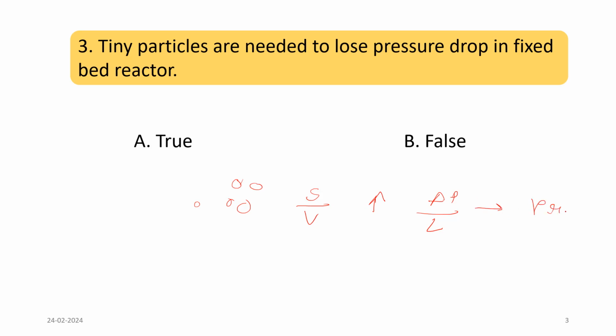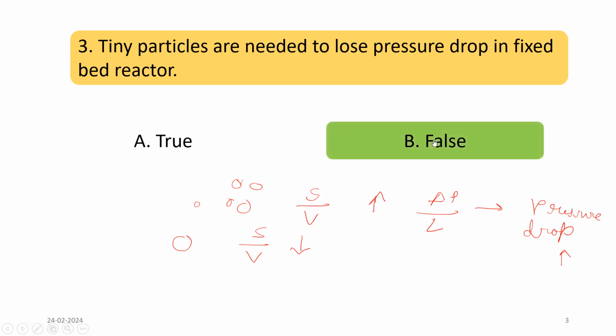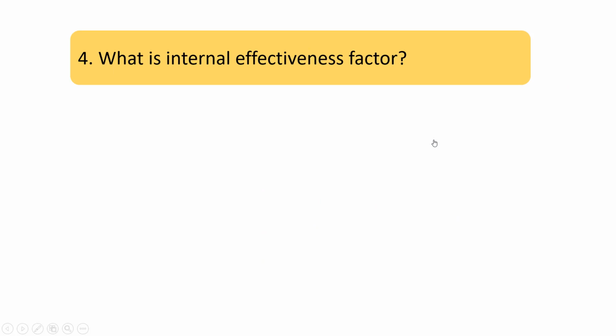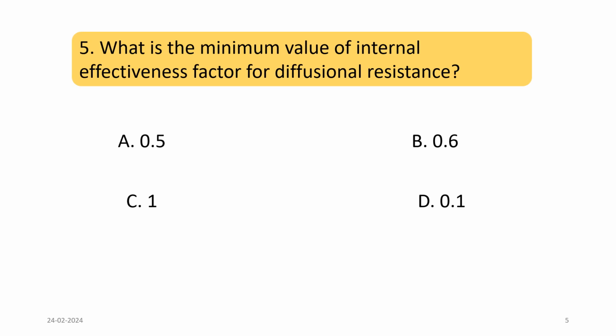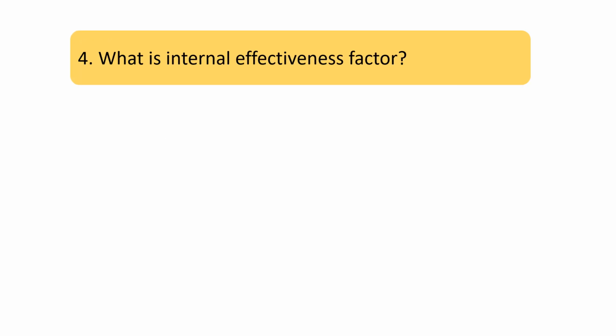So this is the pressure drop, delta P by L. So this is very high in case of tiny particles. So for bigger particles, this S by V ratio, surface by volume ratio of a particle, is smaller, and the pressure drop is also reduced. So here it is false. Okay. Next question is, what is the internal effectiveness factor?